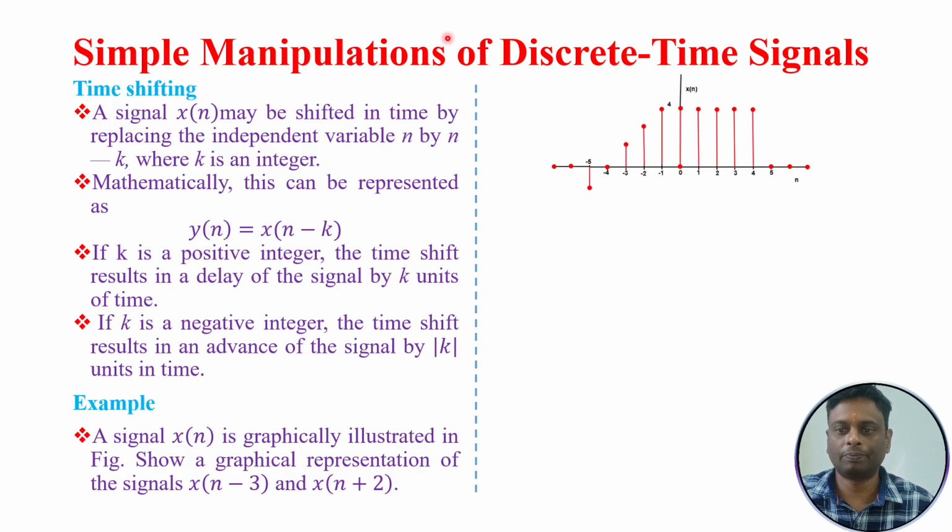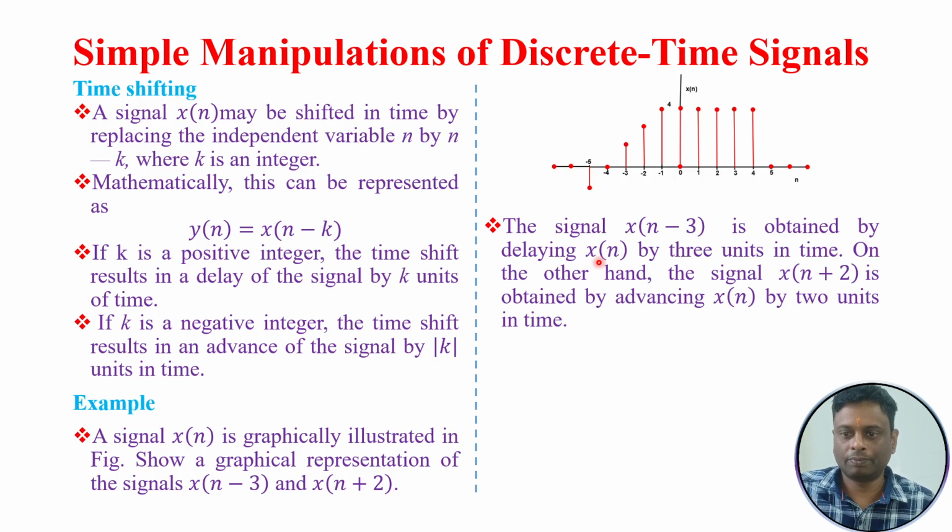So this is our x of n, the signal that is given. You have to perform x of n minus 3 and x of n plus 2. Let us see that. x of n minus 3 is obtained by delaying, since here k is a positive integer. So you have to delay x of n by 3 units of time. Similarly, the signal x of n plus 2 is obtained by advancing the signal x of n by 2 units in time.